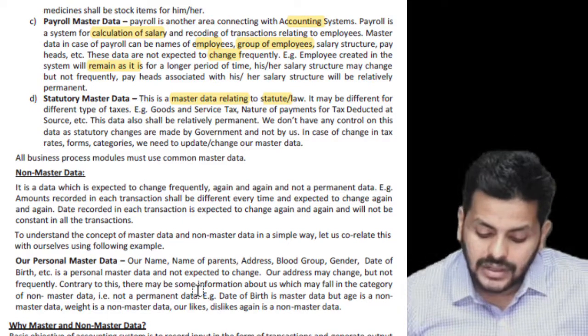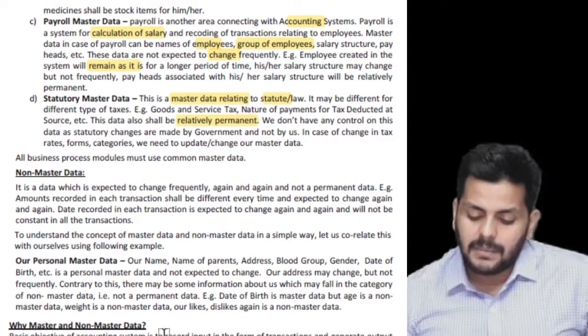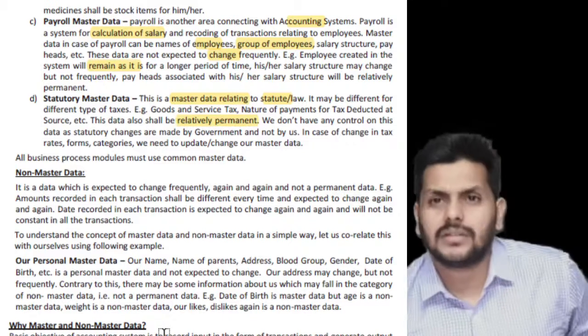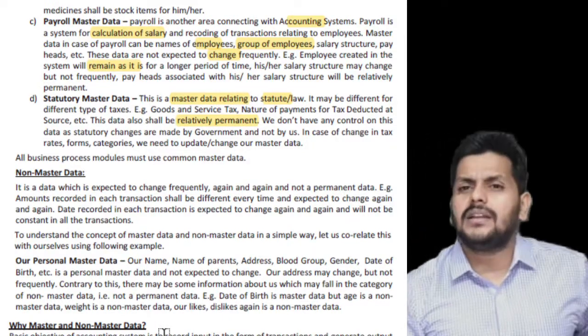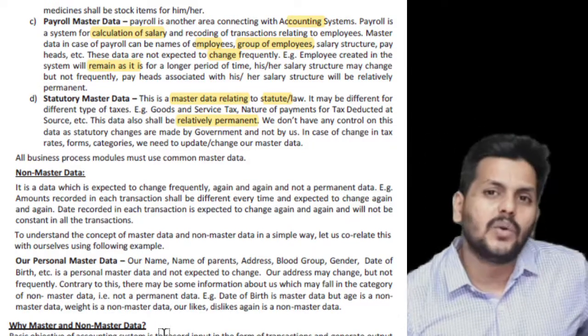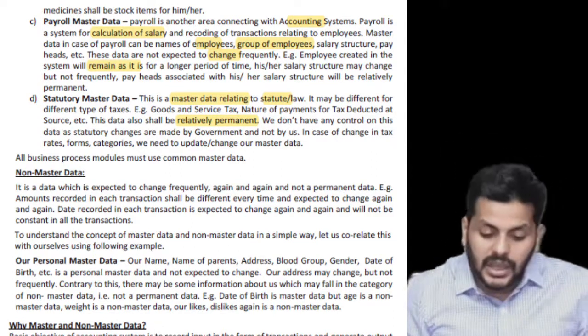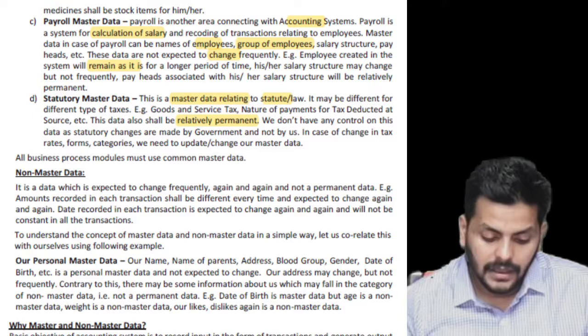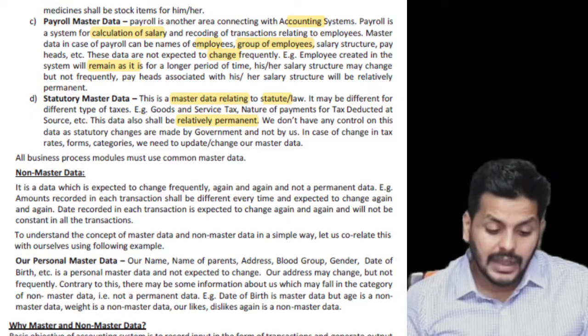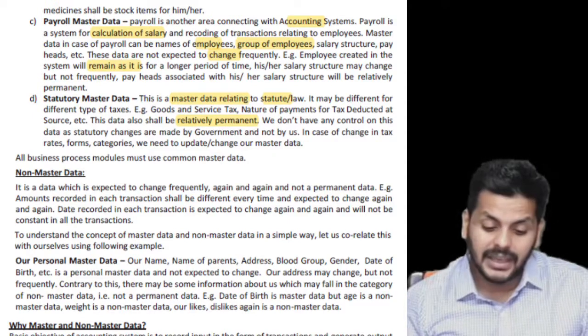Okay, this data shall again be relatively permanent. No sir, the government changes. What will they do? Daily they'll change the rate? No. Whenever they change the rate, you also adjust the master data. But till then, it's something that does not change very often. We don't have any control over this, as these are made by the government and not by us.